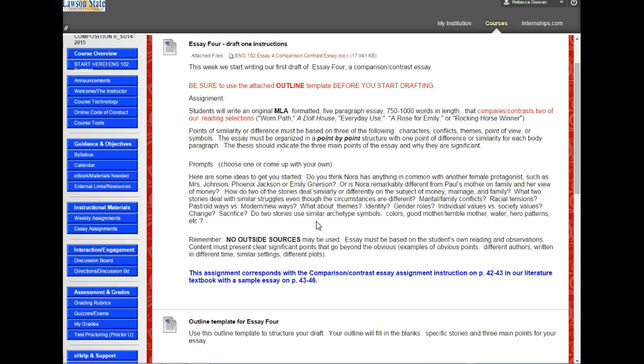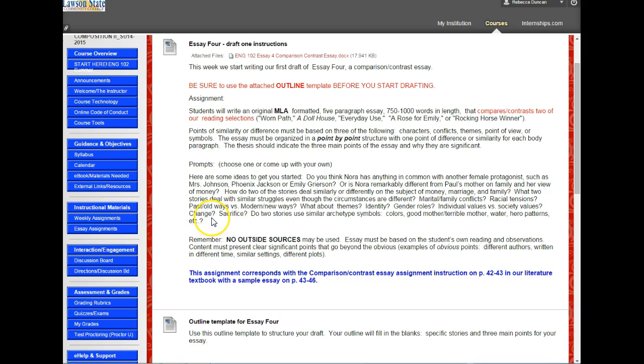That's what you should write about. Themes: identity, gender roles, what it means to be a man, what it means to be a woman, what it means to be a mother, what it means to be a child, a son or daughter, their role. Individual values versus society values. Often those are in conflict. We had that in more than one of our stories.